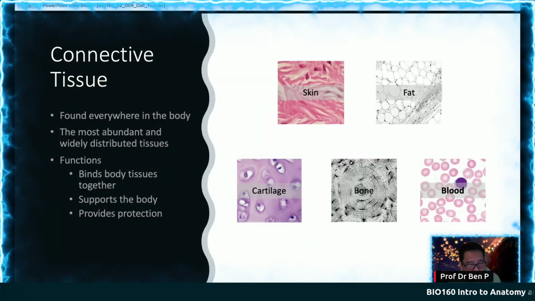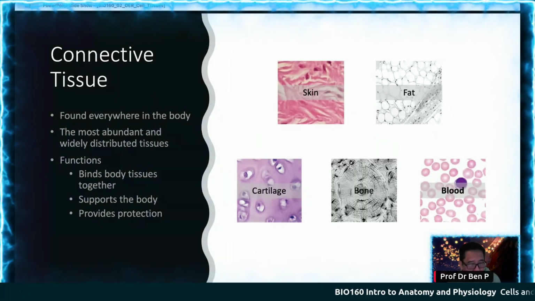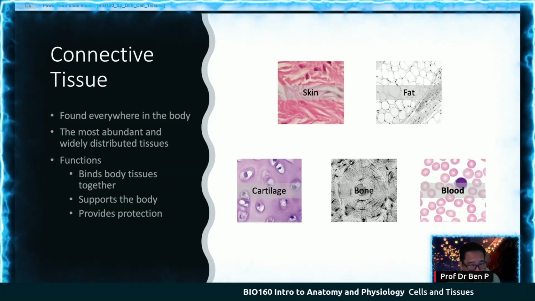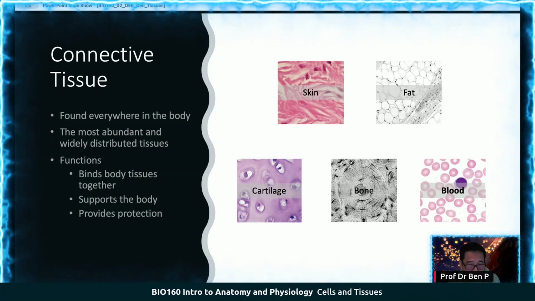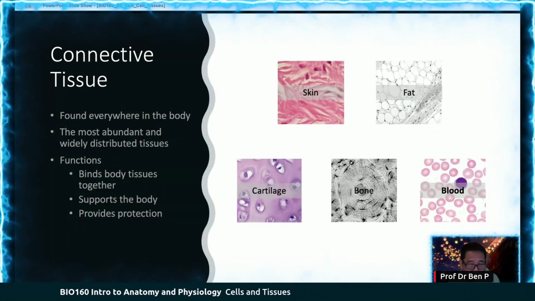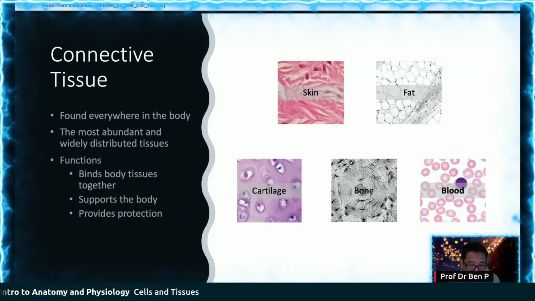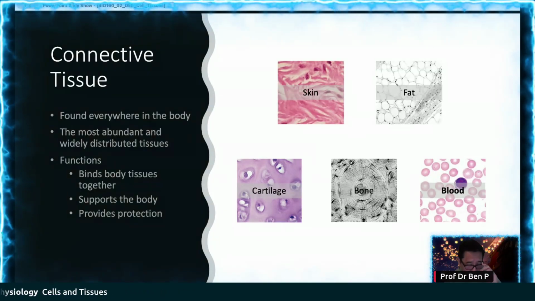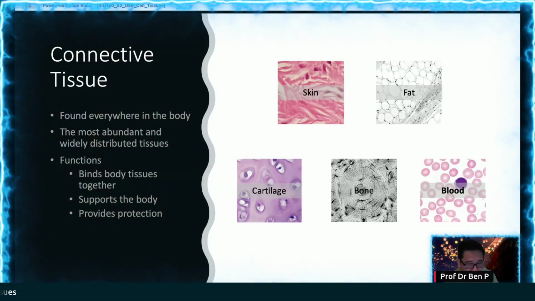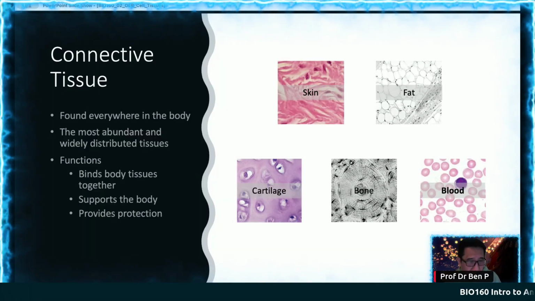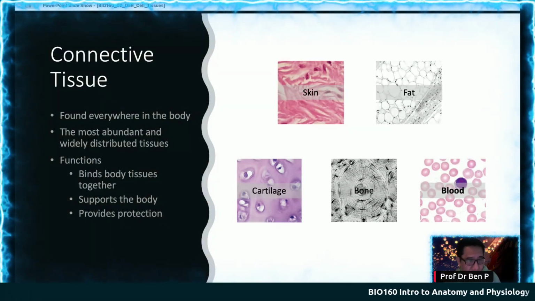Connective tissue is the second type of tissue. This is the most abundant tissue. You have it everywhere, from your skin, not the top layer of your skin but the deeper layer, your fat layers, your cartilages, your bone, your blood. You have it all over the place.